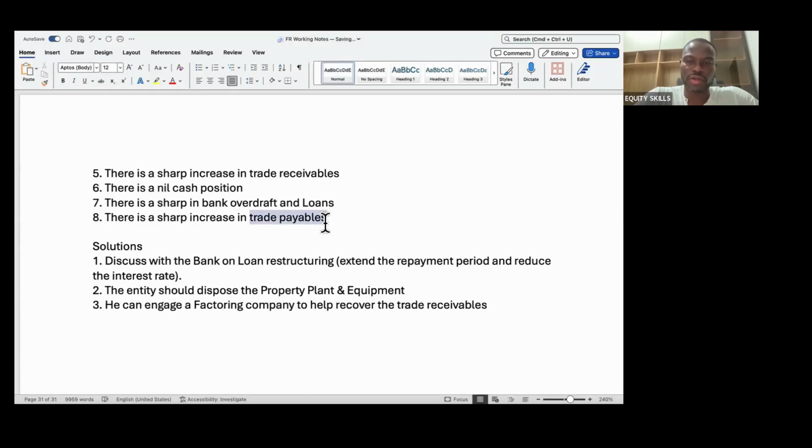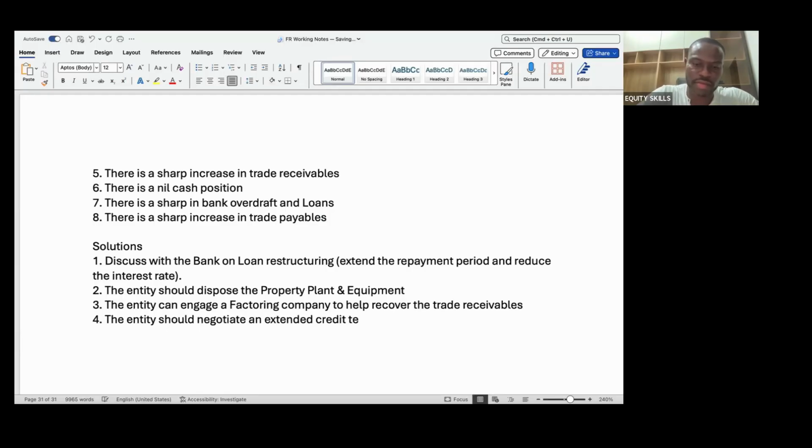Also, number four, that one is E, the entity. The number four solution is that the entity can or should negotiate an extended credit term with suppliers. We should have a sit down with them and ask them to please give me some time, I'll pay you back and all of that.